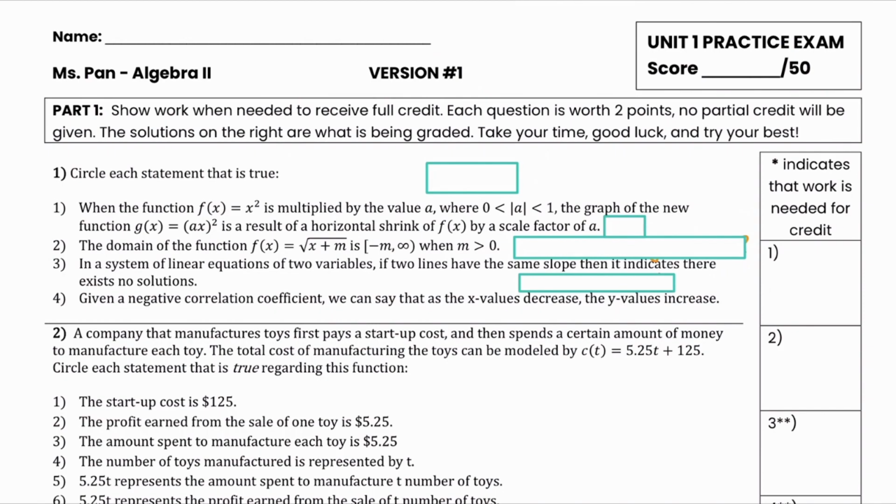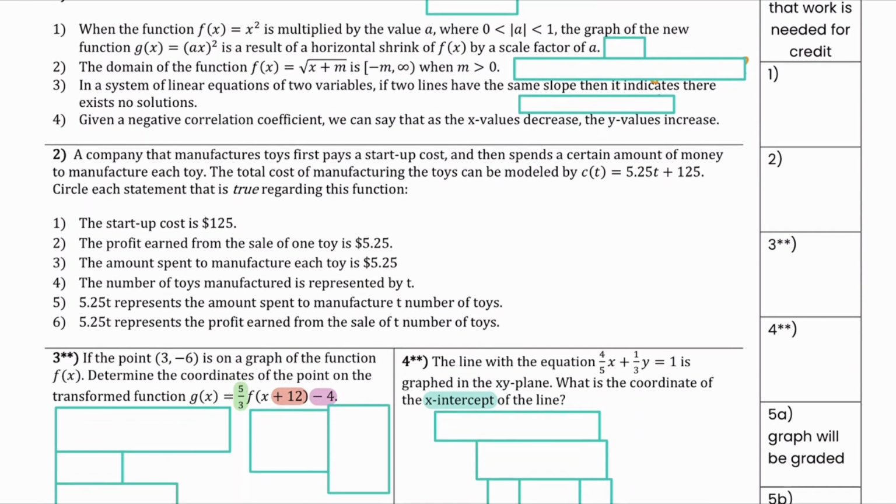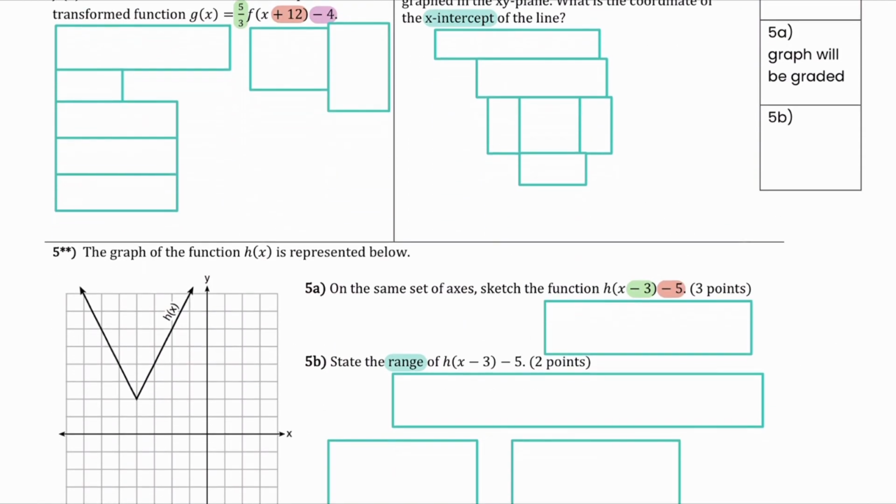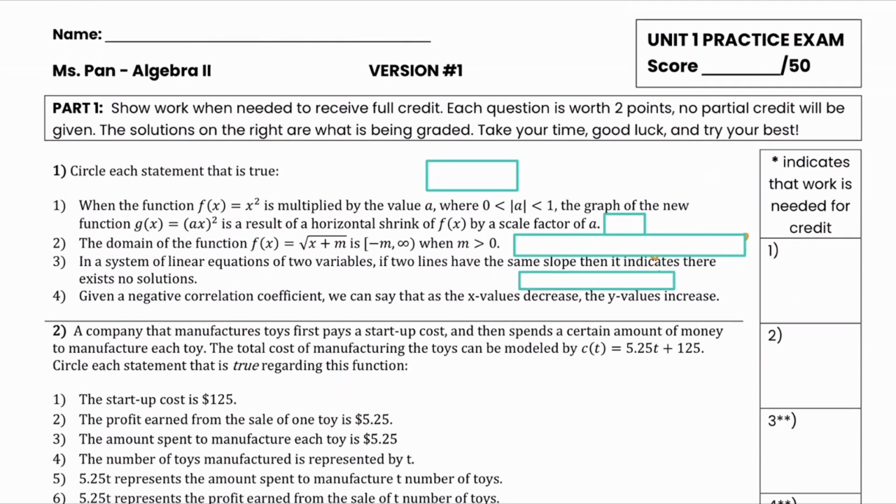And so just a quick recap of how the exam works. Everything on page 1 or anything under part 1 is typically going to be worth 2 points each and no partial credit will be given. But if you ever see a star next to a certain question, like for example number 3 and number 4, those are questions that you have to show work for in order to earn full credit. And yeah, let's begin.